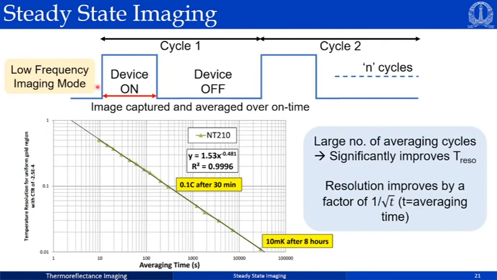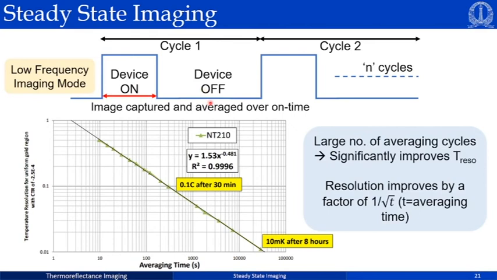The steady state imaging technique is a low frequency imaging mode. In the transient imaging, it was of the order of milliseconds, right? Here the time scales would be of the order of seconds. The device would be on for tens of seconds, then off for an amount of time, and then again on for tens of seconds and then off. So one cycle in this measurement corresponds to this on-off phase. Then the next cycle comes in, and the imaging happens.